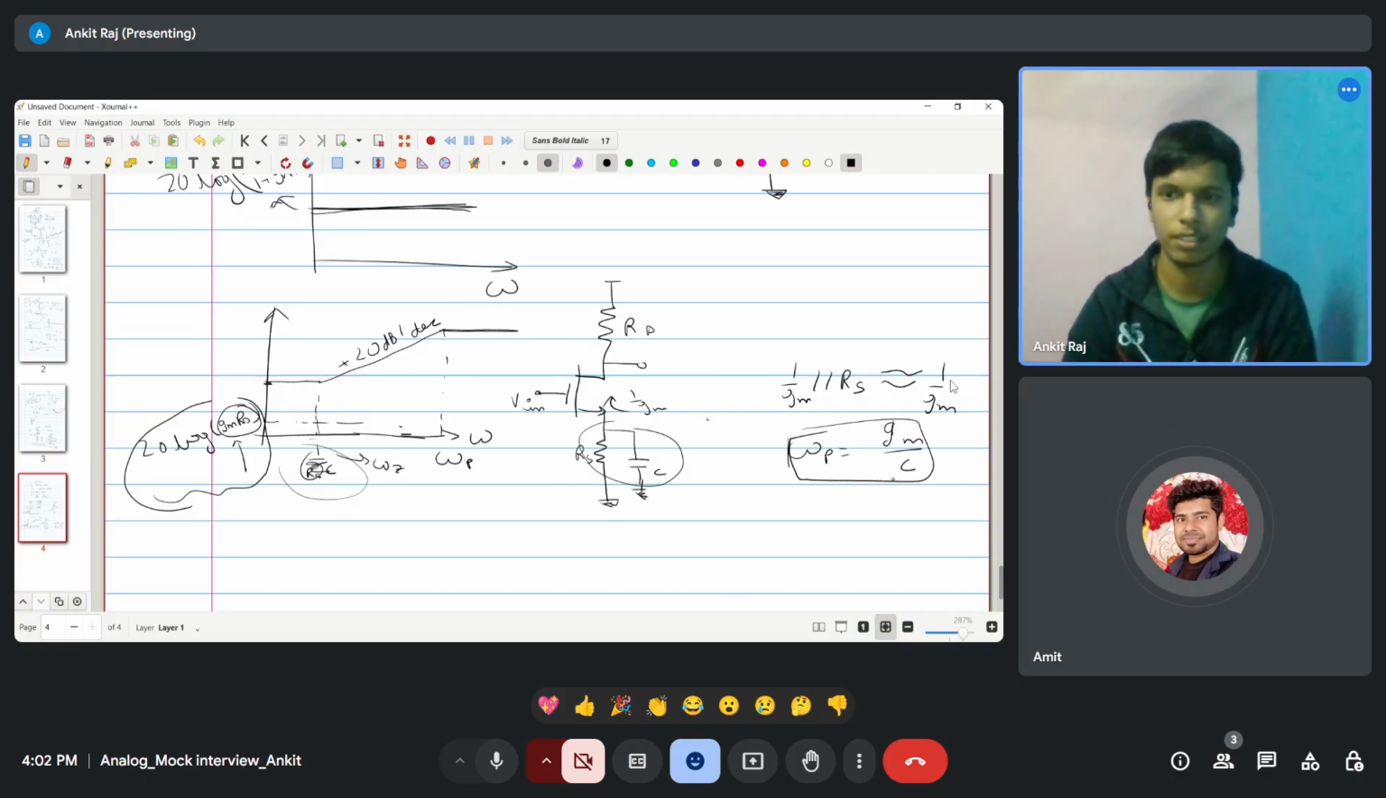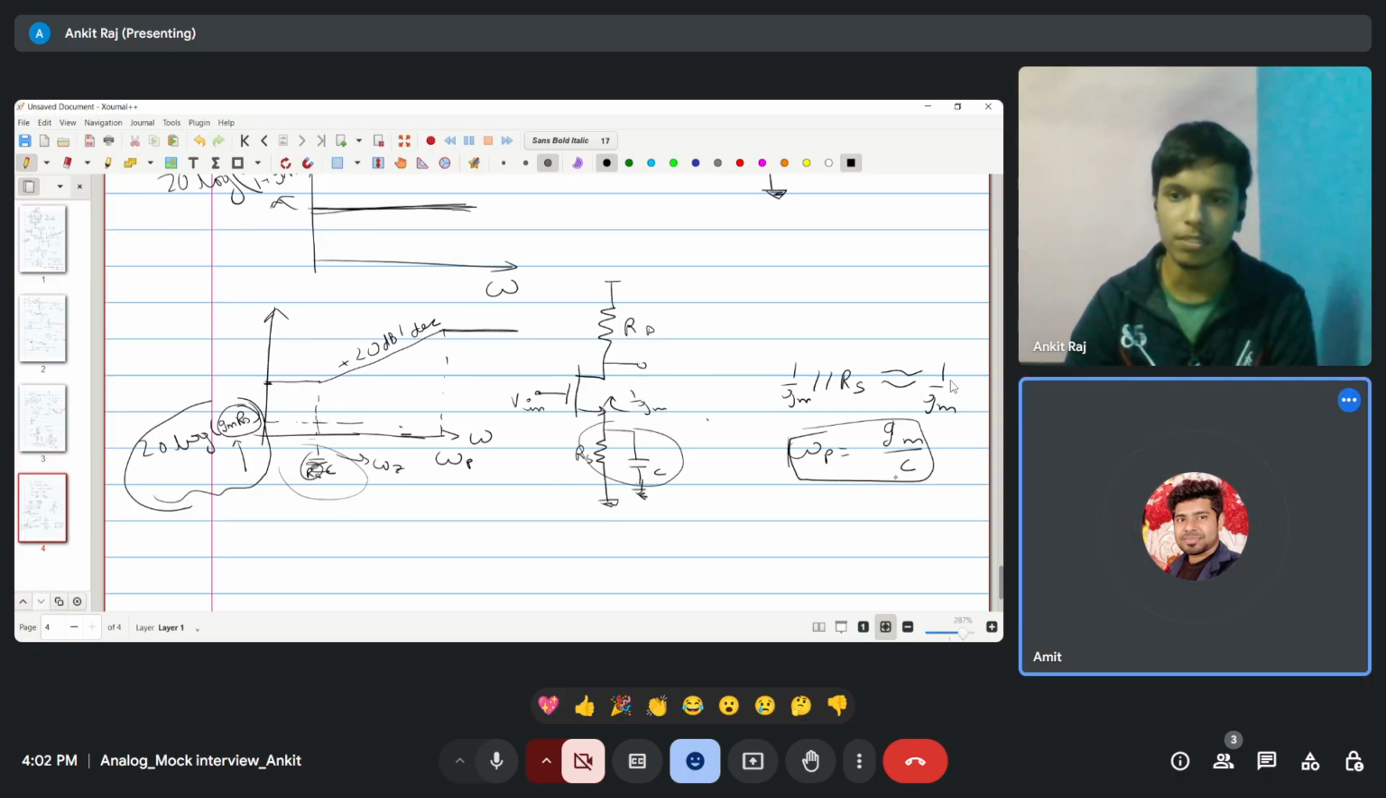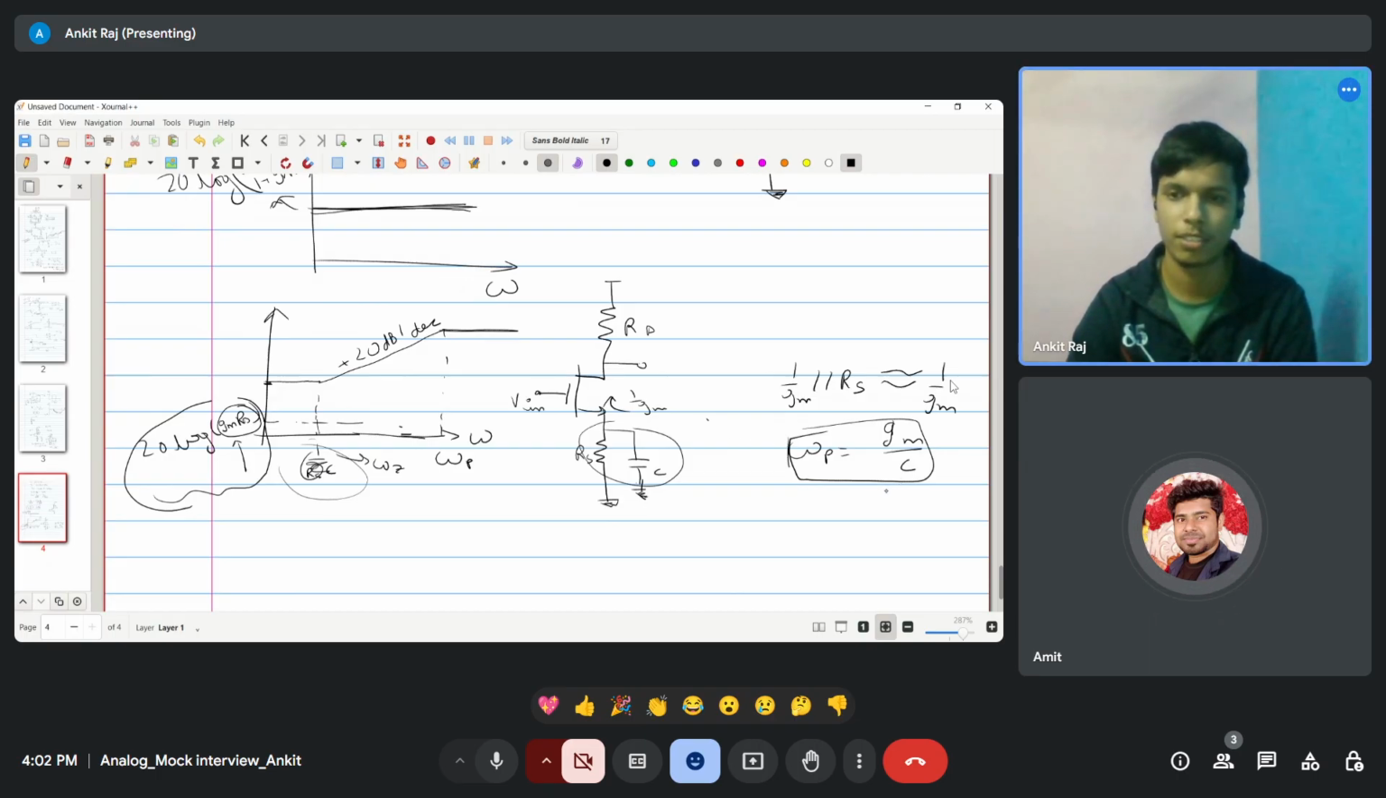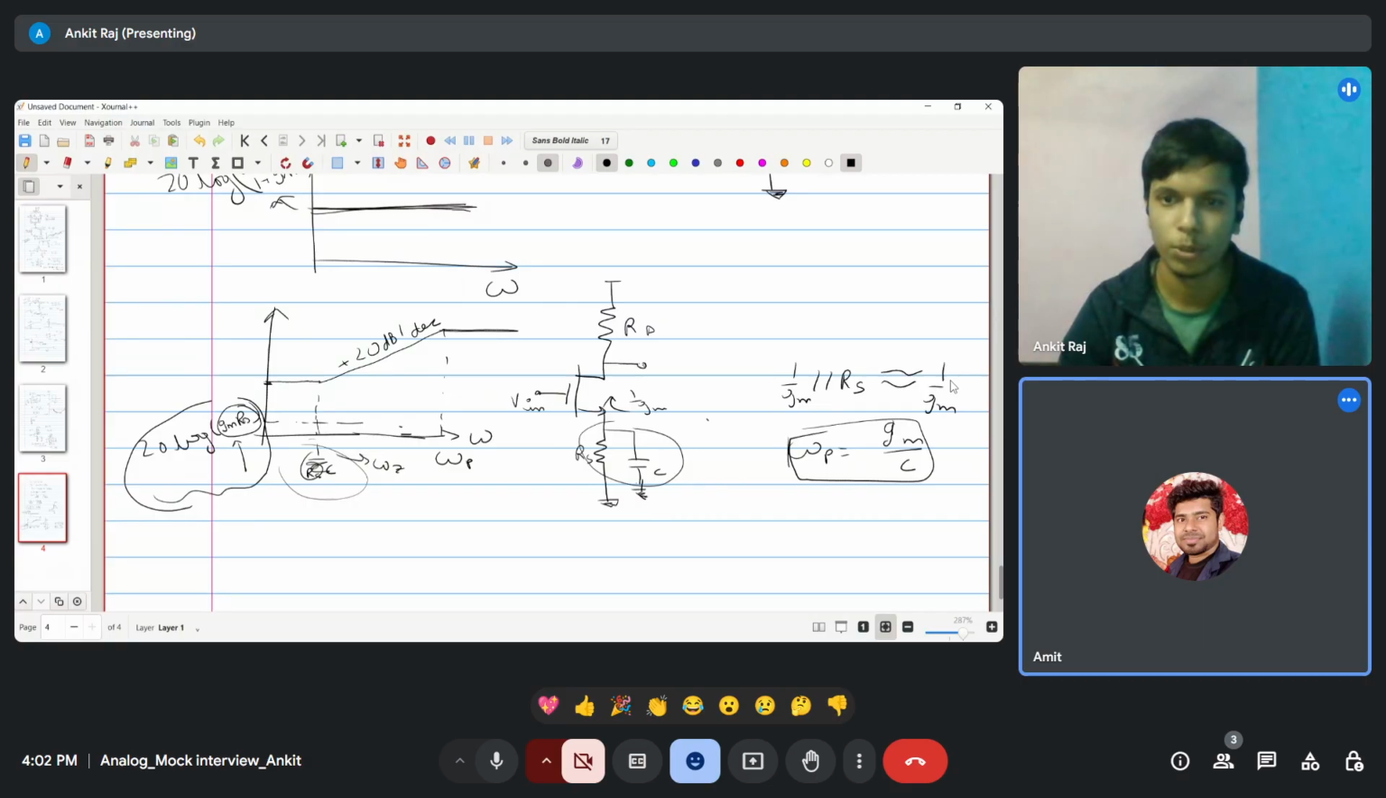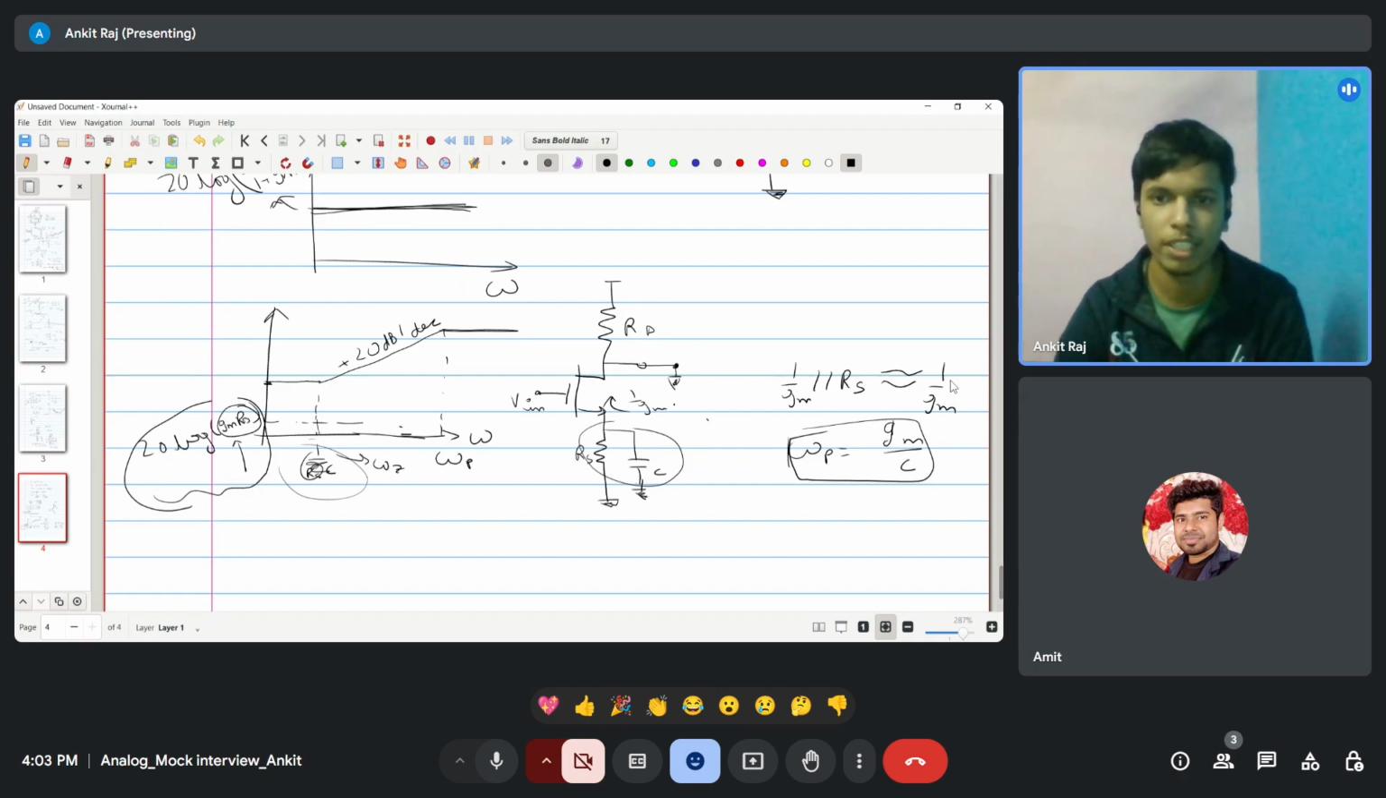So the pole is coming at high frequency. Everything we can see and verify. And what about the zero value? Okay, so for the zero value, this should be grounded. Zero output we want.